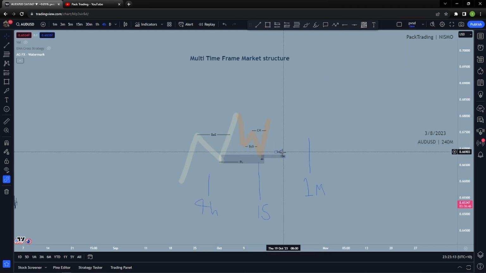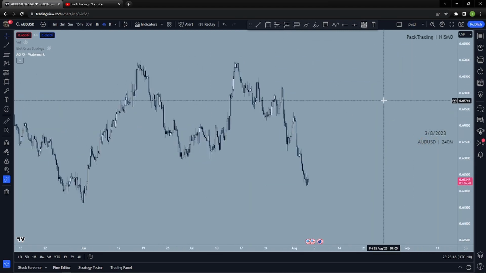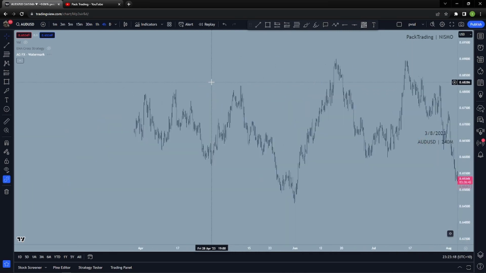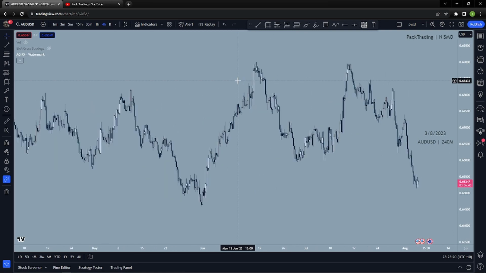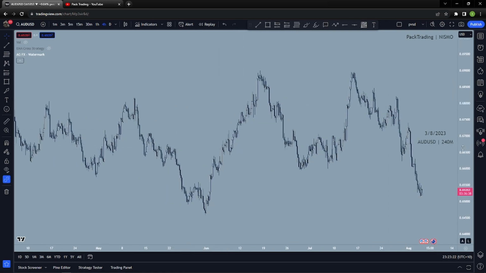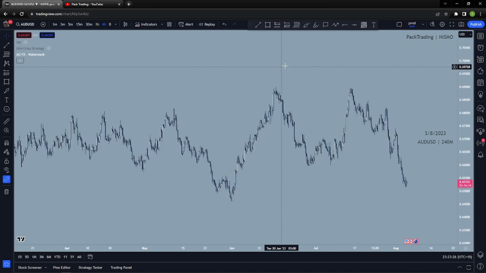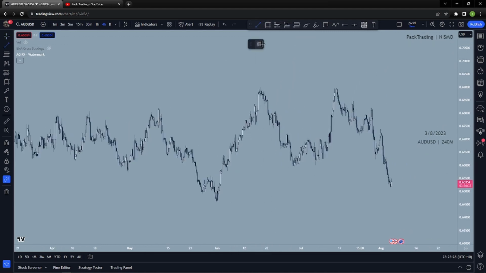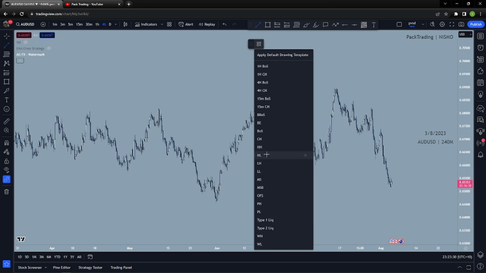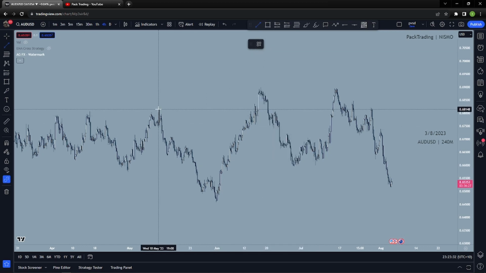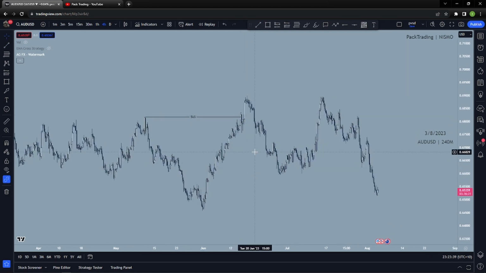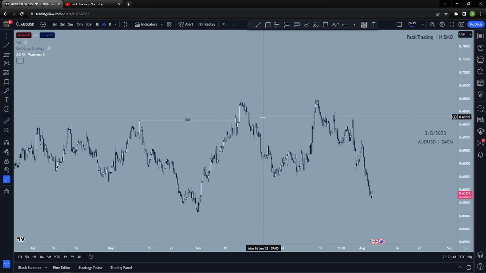Okay, so let's forget about all this. Alright, let's go right here. Alright, so we're on 4 hour now, guys. So what do we see? We see a break of structure on the 4 hour. I would even mark this as a 4 hour swing break of structure.